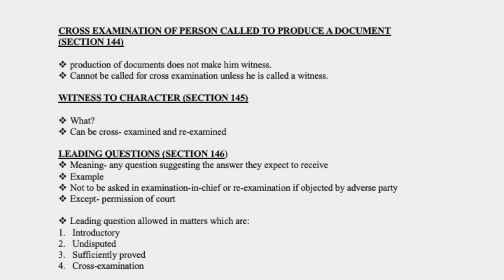The next provision is related to cross-examination of a person called to produce a document. It is dealt with under Section 144. Here, just because a person is producing a document, it doesn't make him a witness. He cannot be called for cross-examination unless he is called as a witness.